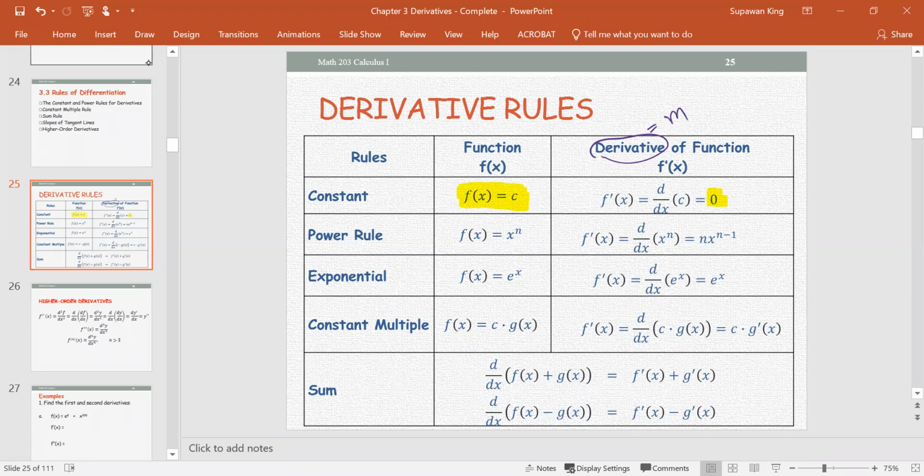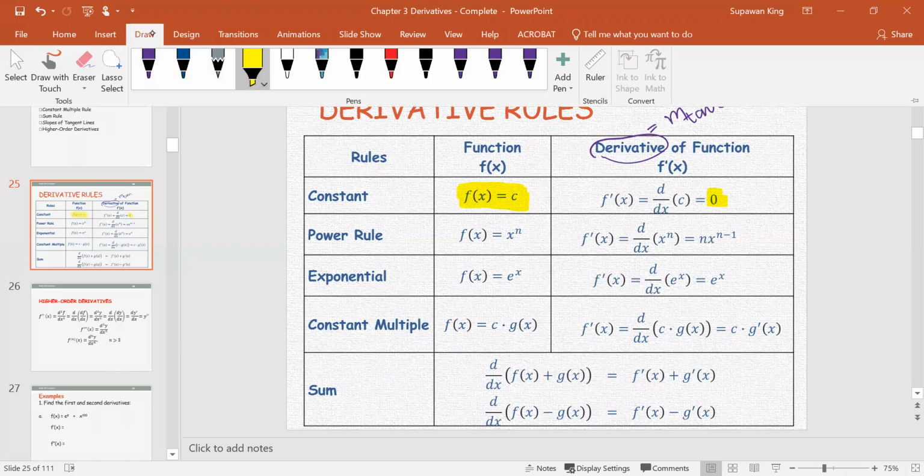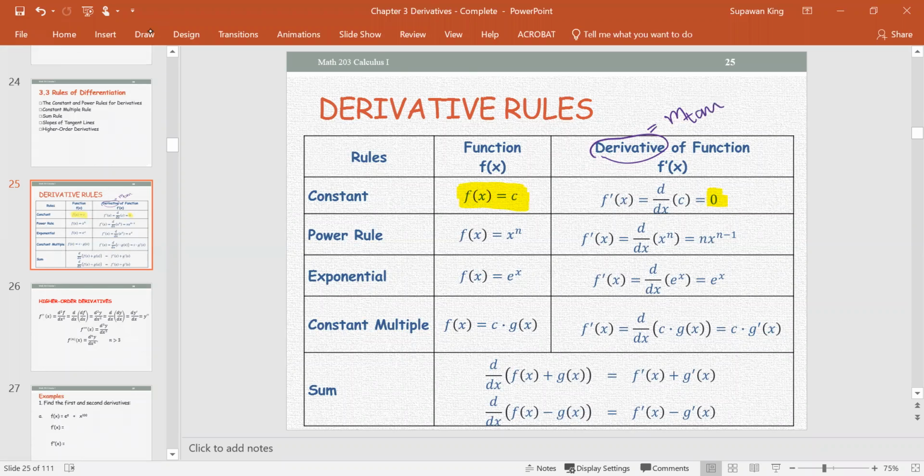Derivative as the slope of the tangent line. The power rule: f of x is x to the power n. The derivative of this function is n times x to the n minus 1. Exponential rule: f of x is e to the x. The derivative is e to the x, so no change.